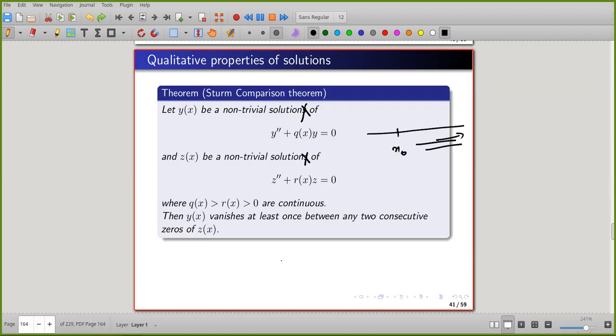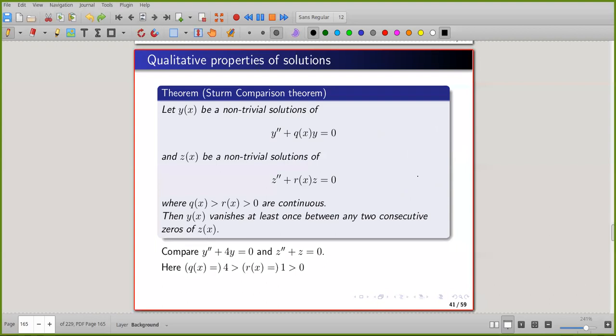Yeah, so if we take z of x and take its roots, then this is saying that y of x vanishes at least once, right? It may vanish twice, but we don't know. It vanishes at least once. That is what this theorem is saying. Okay, so let's prove this.